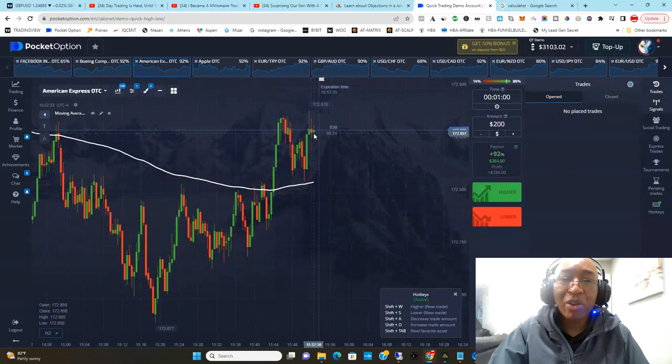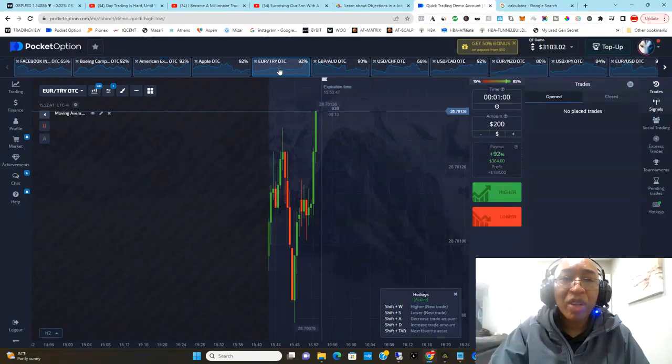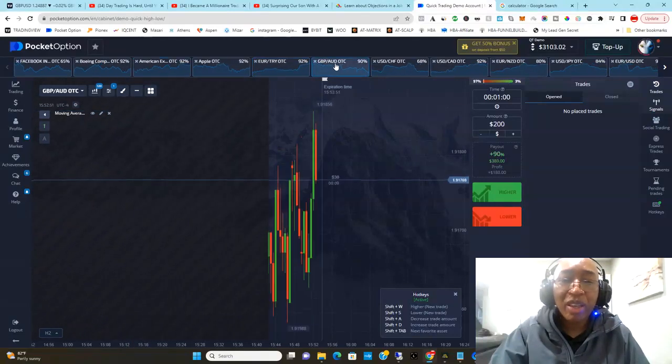Okay, so here we could have gone in, but I was talking, and so I didn't jump in. But let's see. We can wait for the next one, because you could see there was a retracement here. If we had jumped in for 1 minute, we would be in the money right now, smiling all the way to the bank. Let's find another pair.